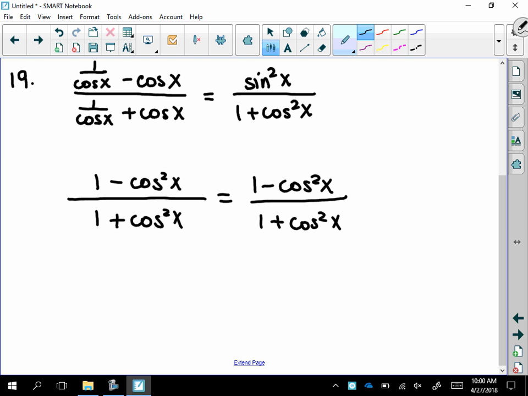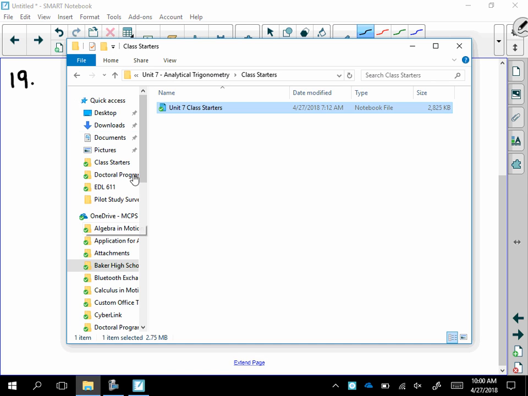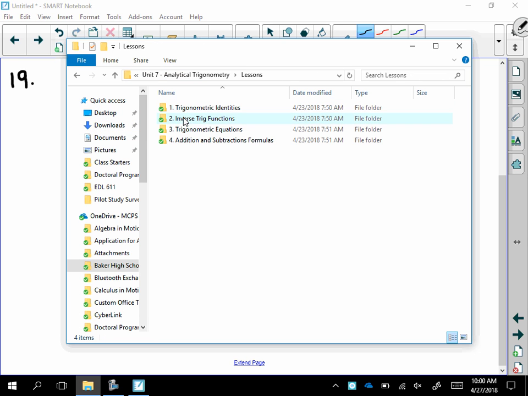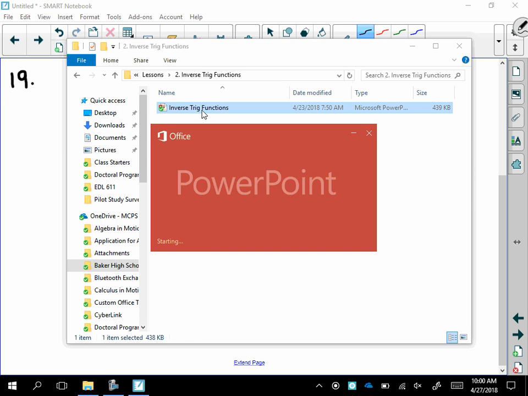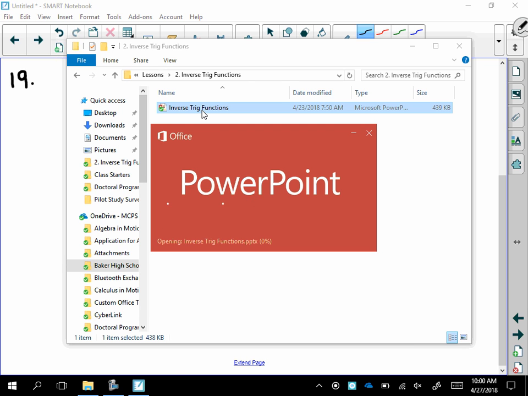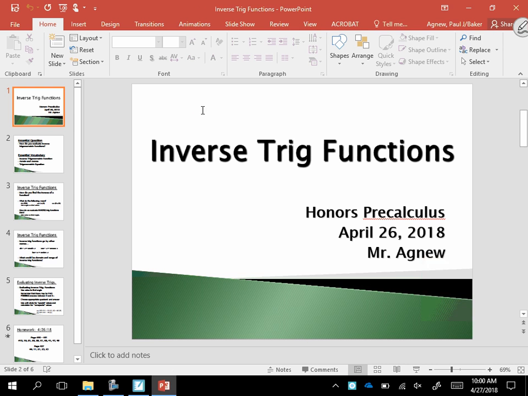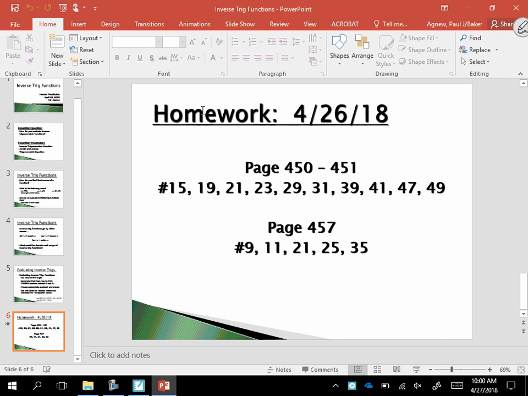So let's go to last night's homework, which was 2 pages from that. All right, page 450. All of those were odd, so all the answers were in the back of the book, so hopefully you checked those. Any of those that you didn't quite understand? 30? 39?